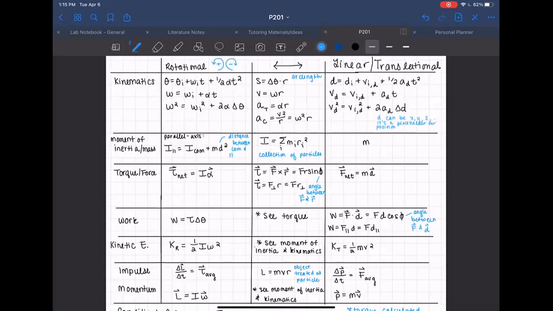Just to make sure I'm understanding your equation relations. On the left, it's what it is in rotational terms. Yep. And then the far right is linear and translational. And then the middle is the relationship between the two. Yes, exactly. Awesome.